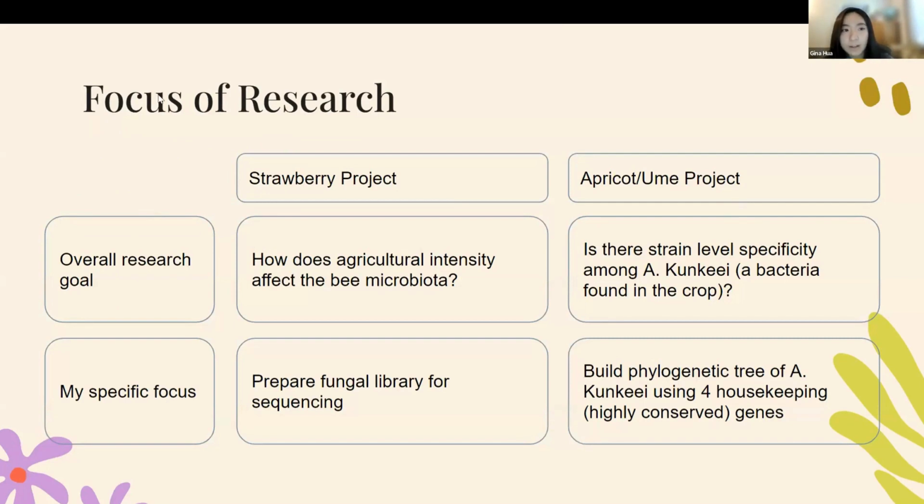So I was involved in two projects of my mentor's. One of them is the strawberry project, which relates to pesticides. And the other one is the apricot project, which has implications for protecting the bees against pathogens. Due to the time limit, I will only be talking about the strawberry project, but if anyone has questions, please ask. For the strawberry project, we are trying to find how agricultural intensity affects the bee microbiota, and my specific focus is to prepare the fungal library for sequencing.